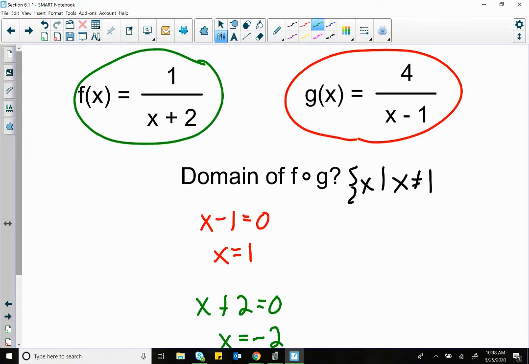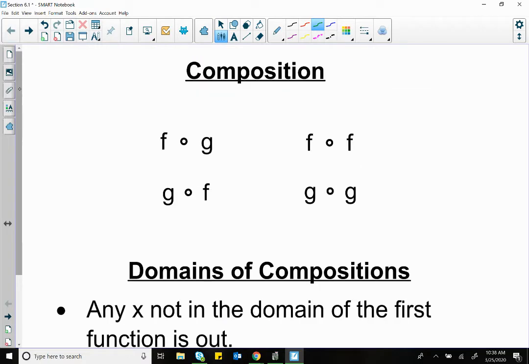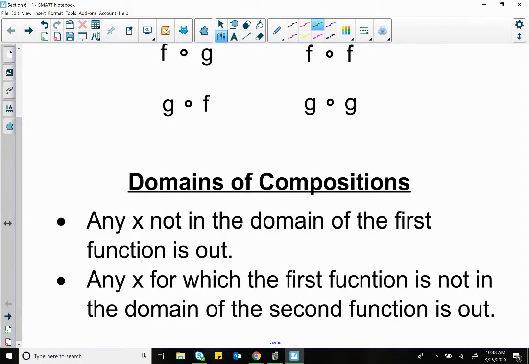But we're not throwing out -2. What we need to do is figure out when this guy, the first function, equals -2. Because if this equals -2, then that means we're taking this -2 and plugging it into our second function, which is a bad value. That's what this piece is saying right there. We're going to throw out any x value for the first function that is not in the domain of the second function.